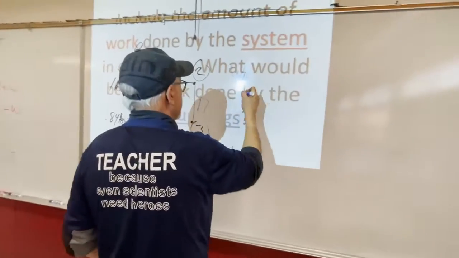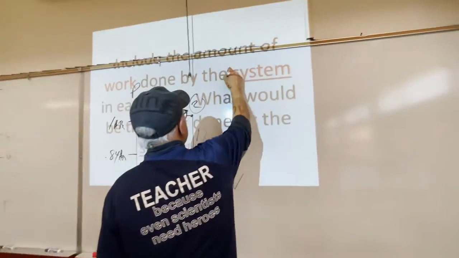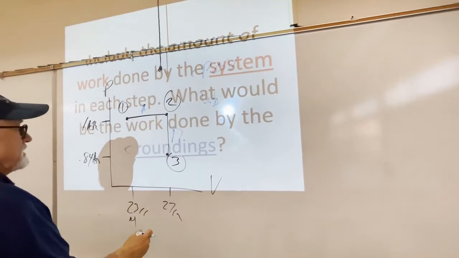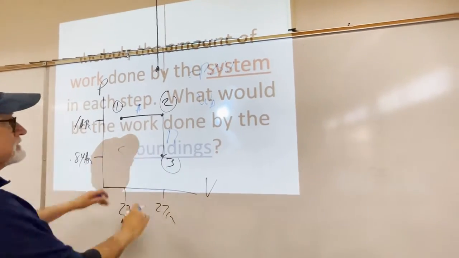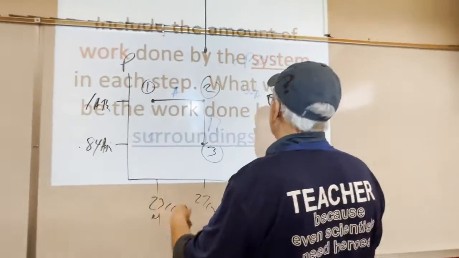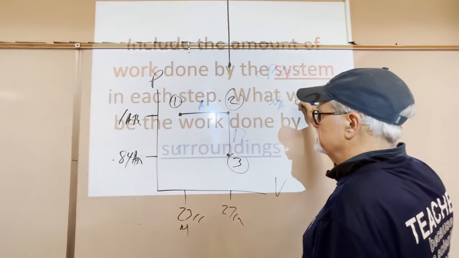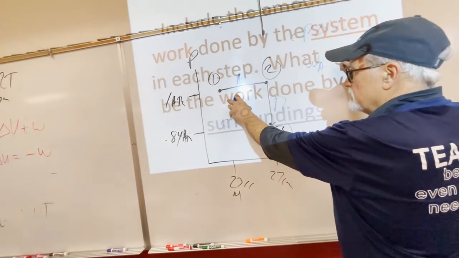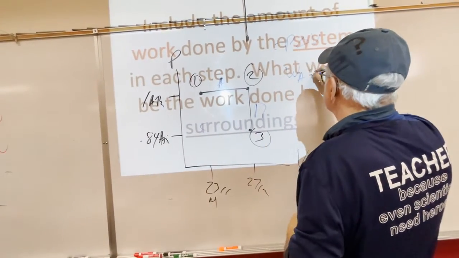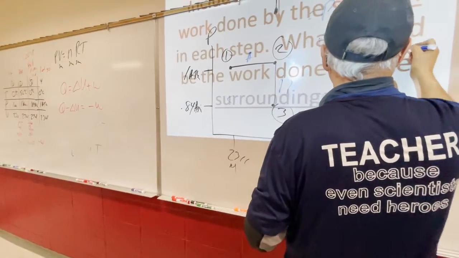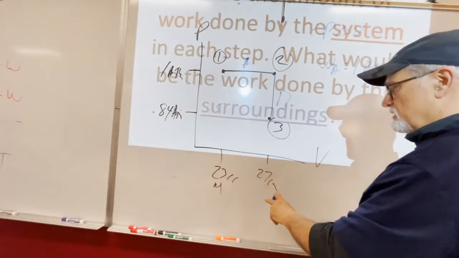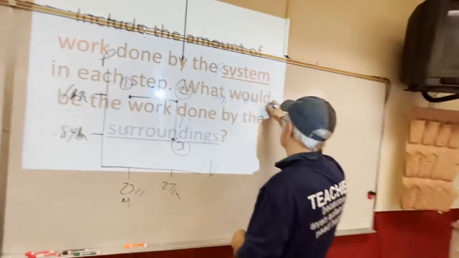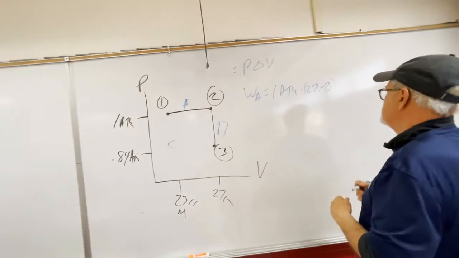work done by A, and remember work is P delta V, so it's the area under the curve. So for that, it'd just be the area under the curve, from here to here. So the pressure is 1.6? Is that right? The pressure stays the same. So that's 1 atmosphere times the change in volume, which is 27 minus 23. That's going to be 5.